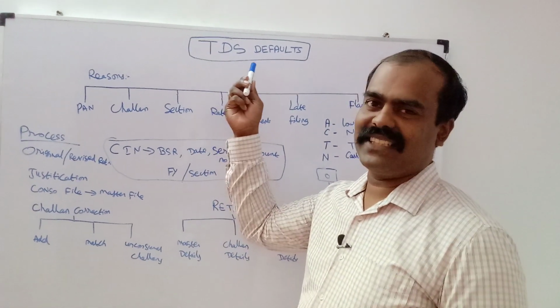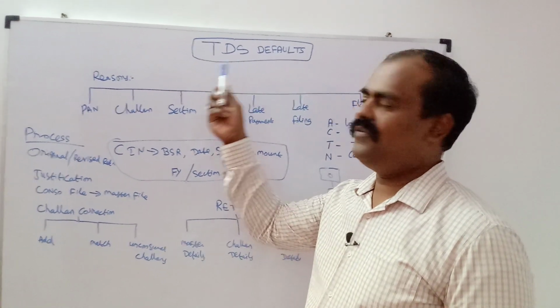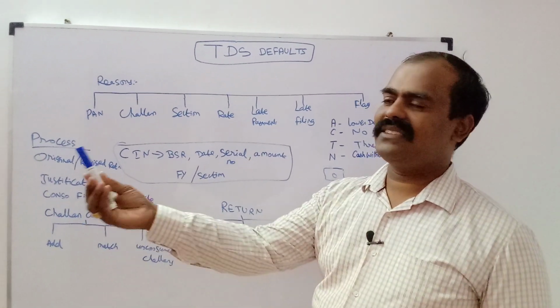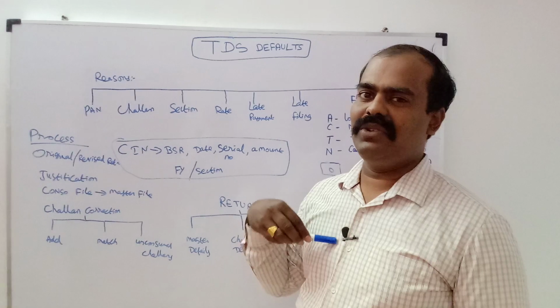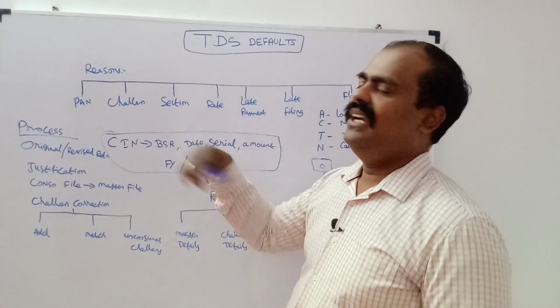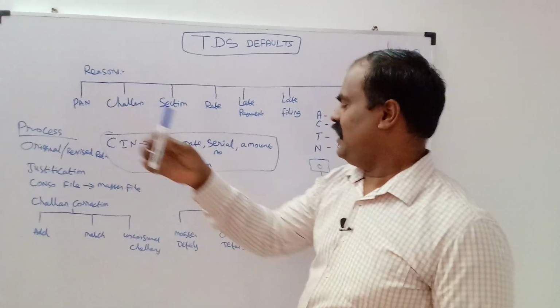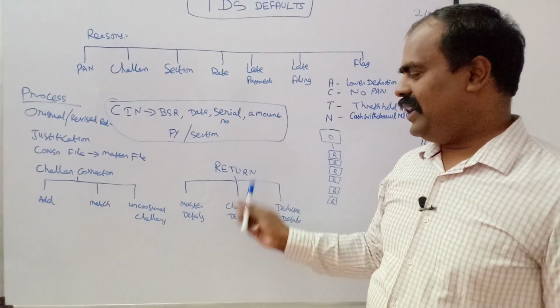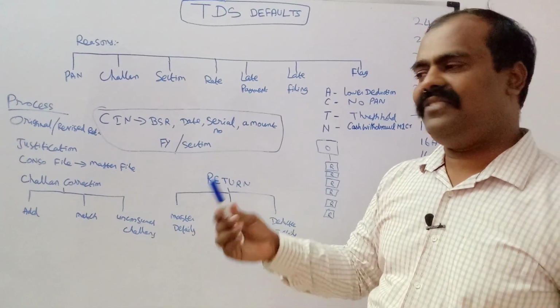Now we are going to discuss TDS defaults. What is TDS? TDS is tax deducted at source. Whenever someone is earning income from you, you have to deduct TDS. Okay, we are going to file TDS returns. What is the meaning of a TDS return? We are going to upload the TDS details of somebody.